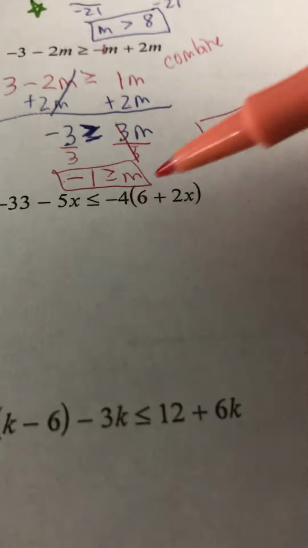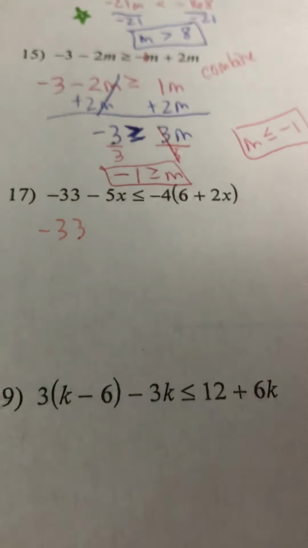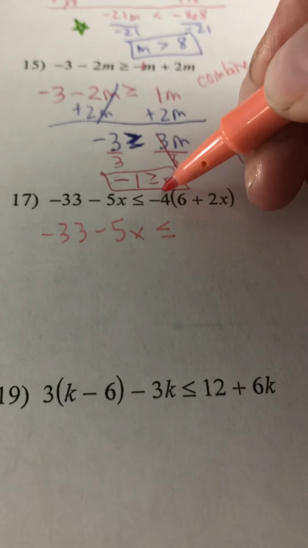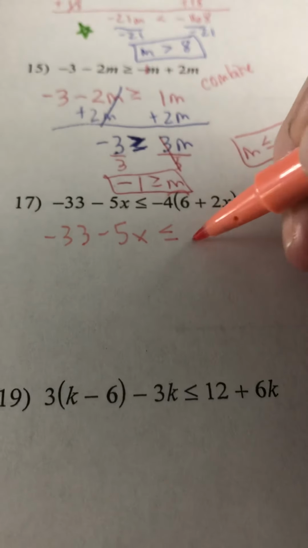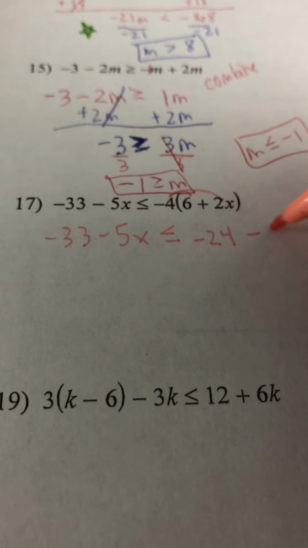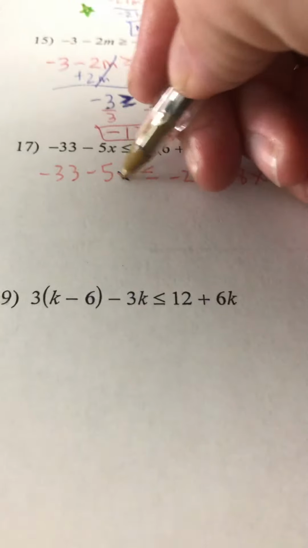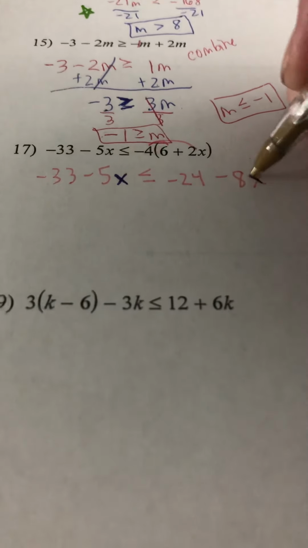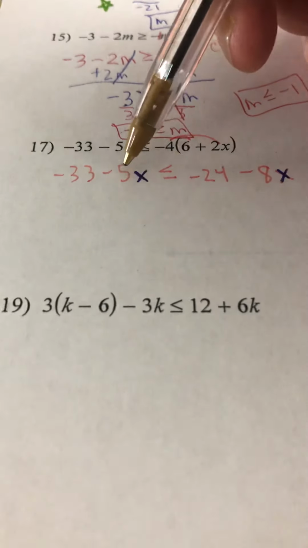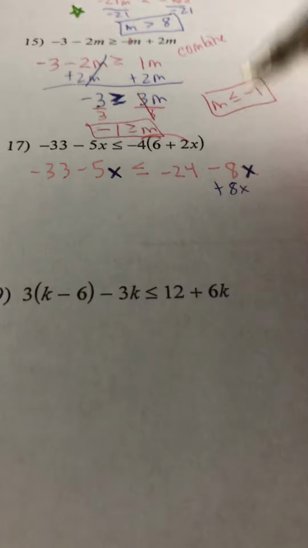Okay, we have another distribution right here, so I'm just going to rewrite this. Negative 33 minus 5x is less than or equal to, and I'm going to distribute. Negative 4 times 6 is negative 24, and negative 4 times 2x is negative 8x. You can see I have an x on the left-hand side and an x on the right-hand side. We always want to get those together first, and because I'm going across the inequality, if that's a negative 8x, I'm going to do the opposite. I'm going to add 8x.